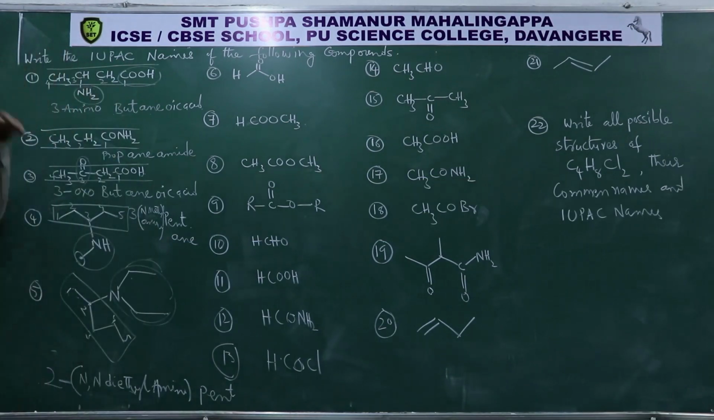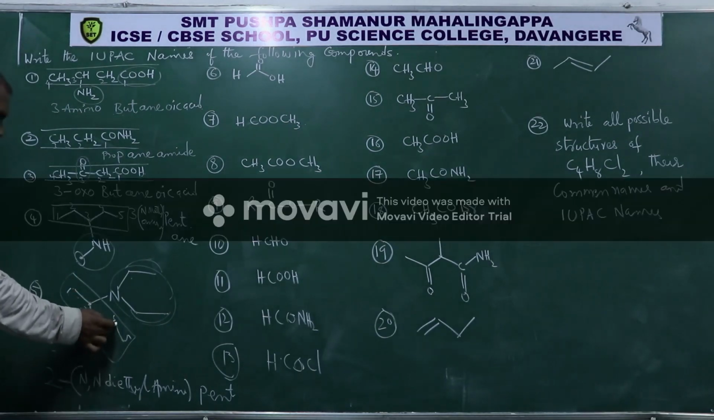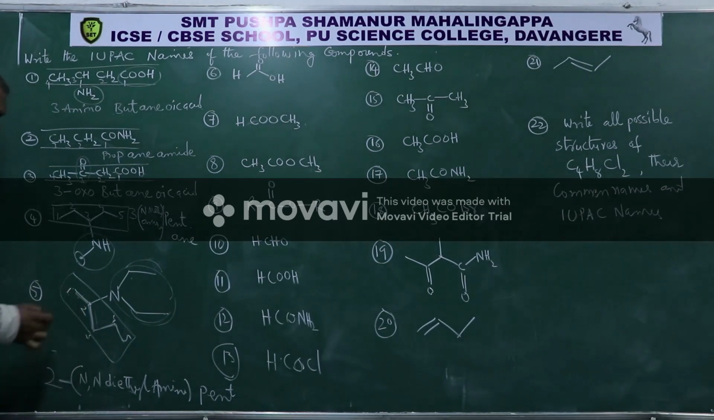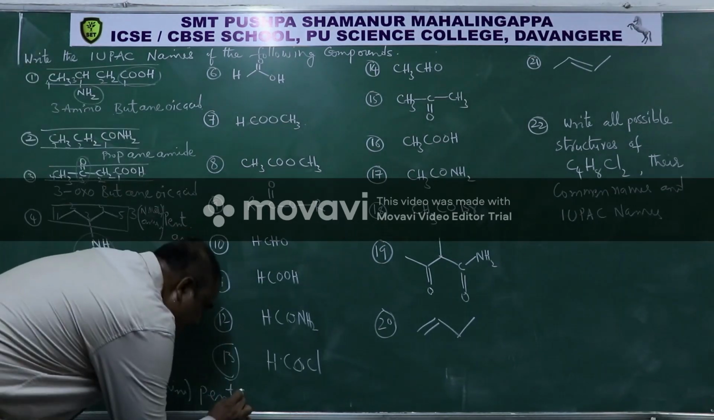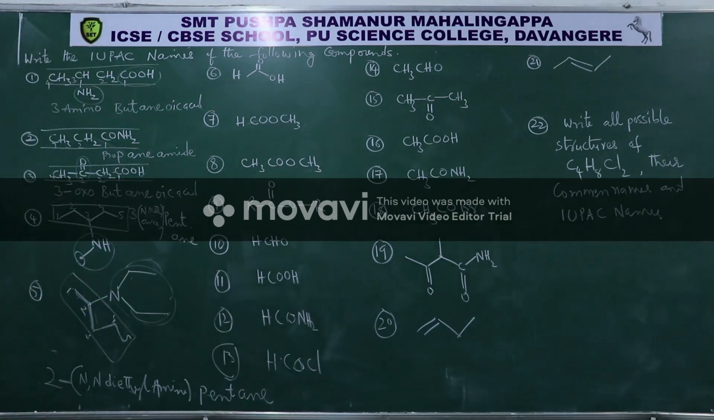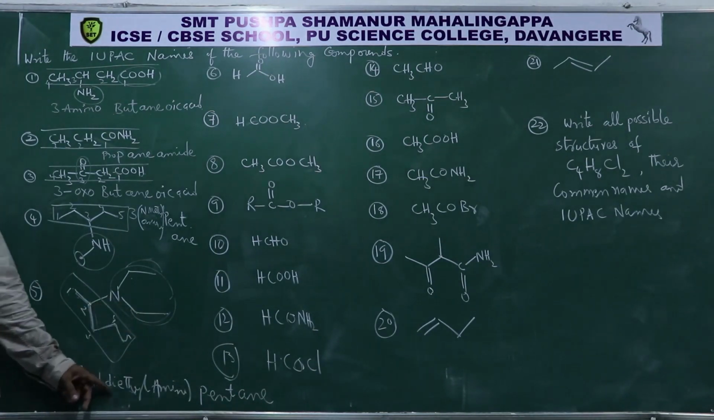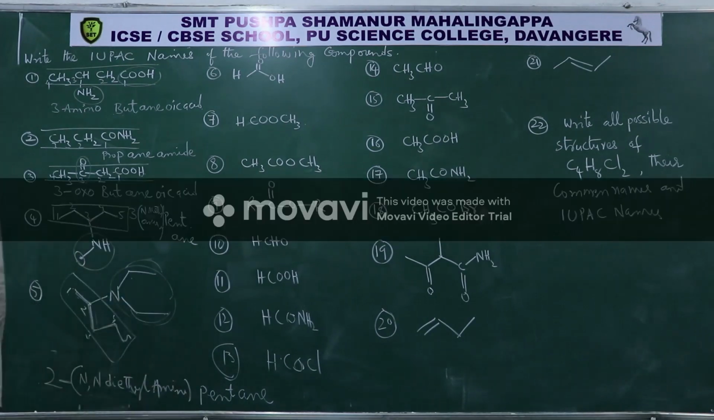Then the primary suffix. The primary suffix indicates whether there is a single bond or double bond or triple bond in the main chain. In the main chain, all bonds are single bonds. Therefore, the primary suffix is ane. And in this, there is no functional group. Therefore, the secondary suffix will not be there for this compound. Therefore, the total name of the compound is 2-(N,N-diethyl amino) pentane.